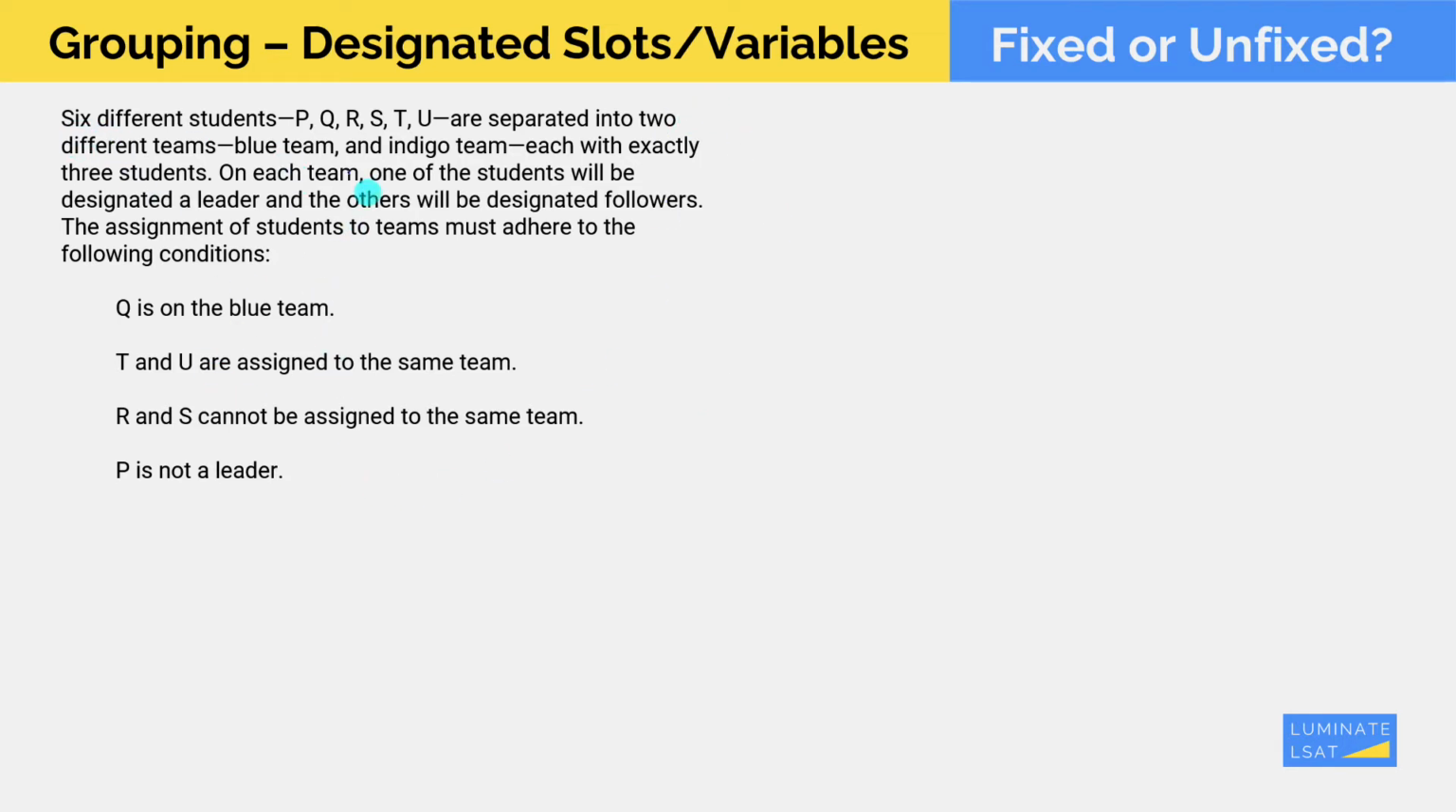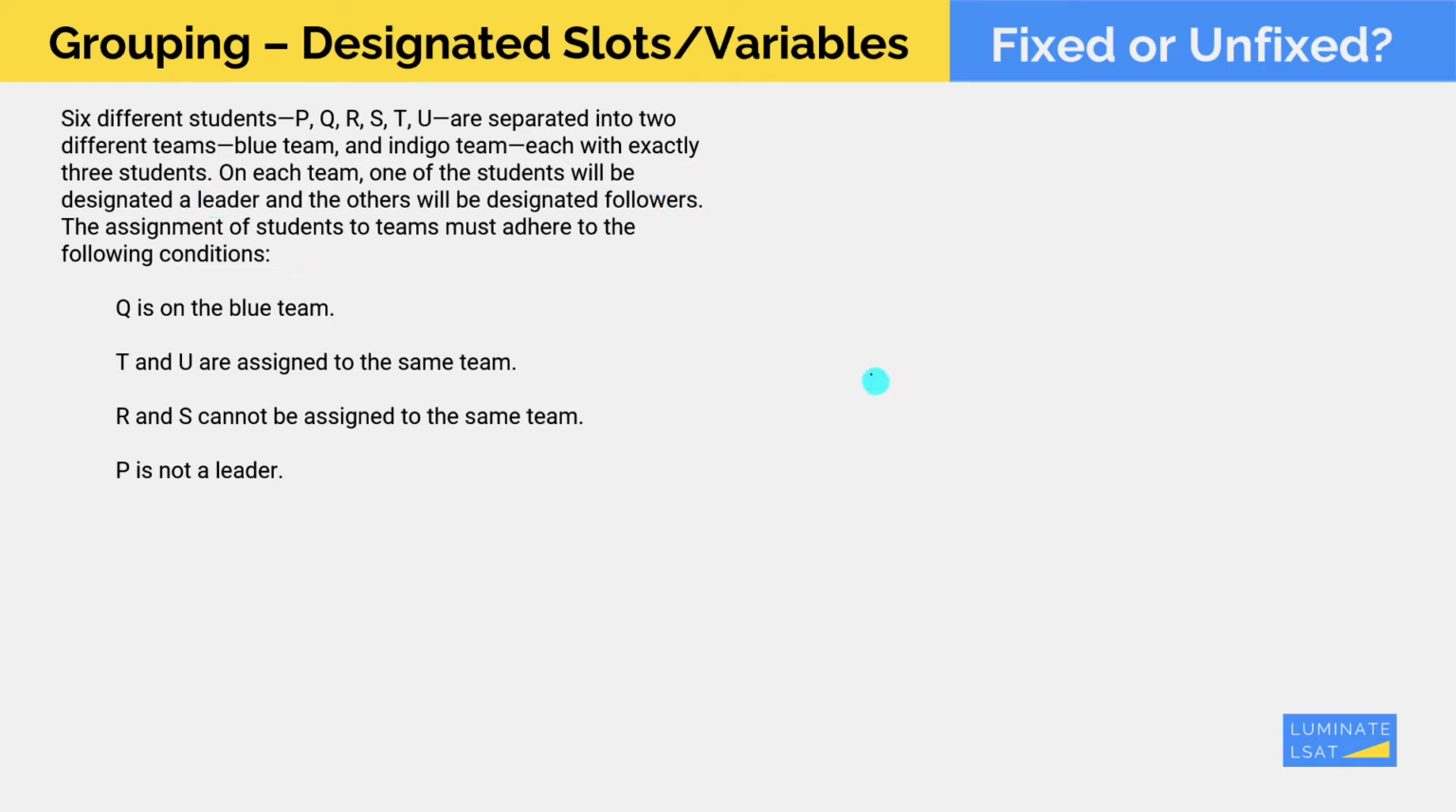Six different students, P, Q, R, S, T, U, are going to be separated into two different teams, blue and indigo teams. So these are the two groups. Each of the groups has exactly three students. We're told that on each team, one of the students will be a leader and the other ones will be followers. So that's the kind of rule that I'm talking about. We have to designate one of the students on each team as a leader.